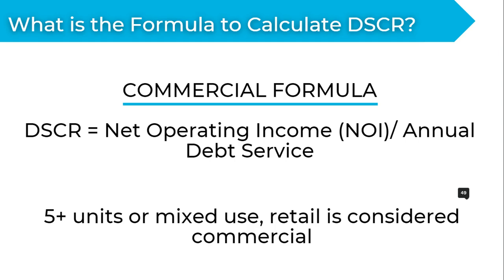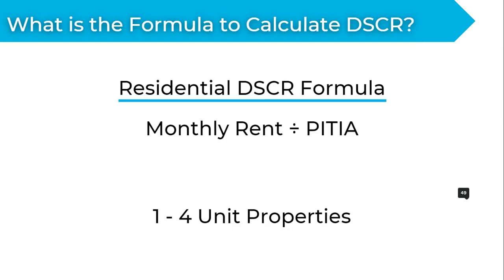Now, what is the formula and how do you calculate DSCR? The commercial formula is just the net operating income divided by the annual debt service. Now, this would be used if it's a 5+ unit or mixed use retail. That's all going to be considered commercial.